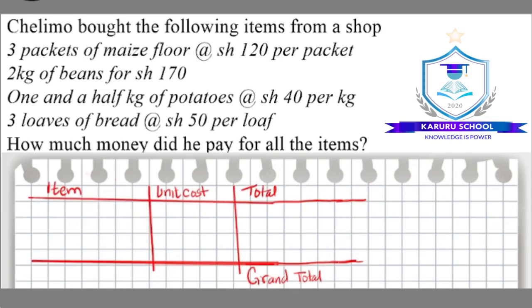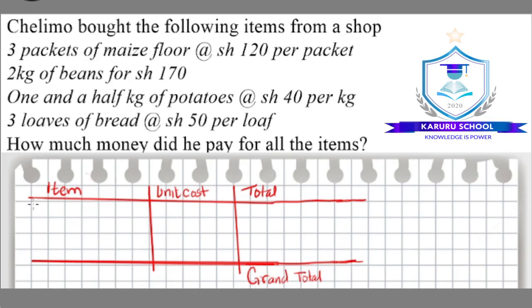So we have our table which has several columns. The first column is the item, and then the second column is the unit cost, and then the total amount spent. So we'll need to do the calculation for each one of the following, and then the last bit is the grand total, which will be the total sum of all the amount that he spent. So let's start by listing out our items.